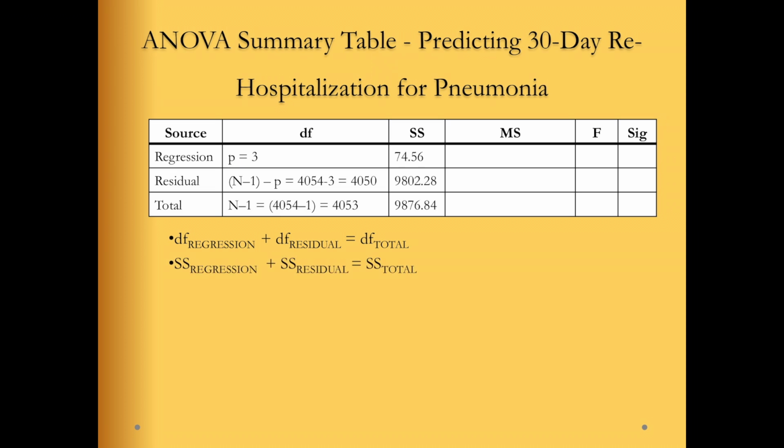The next column of the summary table reports the sum of the squares, which you will remember is the numerator of the variance. Please note that just like degrees of freedom, sum of the squares total equals the sum of the squares regression or treatment and sum of the squares error or residual. The next column reports the mean of the sum of the squares, MS, which is derived by dividing the sum of the squares for a particular source of variance by degrees of freedom.